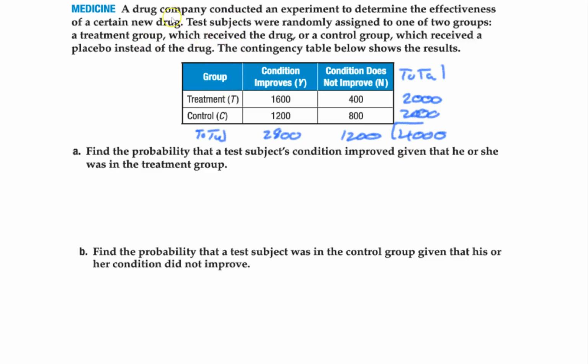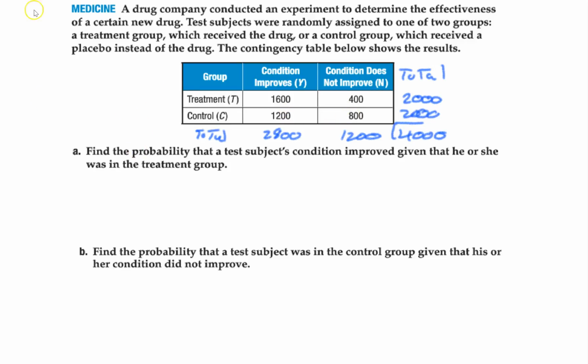So actually, let's go back to the context of the problem. A drug company conducts an experiment to determine the effectiveness of a certain new drug. Test subjects were randomly assigned to one of two groups: a treatment group and a control group, which receives a placebo drug, which is like a fake drug. So here's the thing. So treatment. People that got the treatment, 1,600 of them improved with the treatment. 400 didn't improve with the treatment. The ones that got the placebo, about 1,200 improved, and 800 didn't improve.